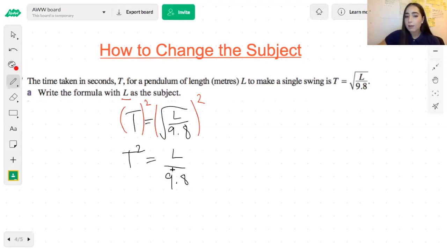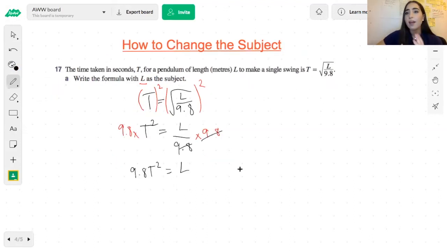Now, finally, we can see that L is being divided by 9.8. So we need to remove the 9.8. So we times by 9.8 to both sides. The left-hand side becomes 9.8 t squared, and the right-hand side becomes L, and now L is the subject of the equation. And that's that.